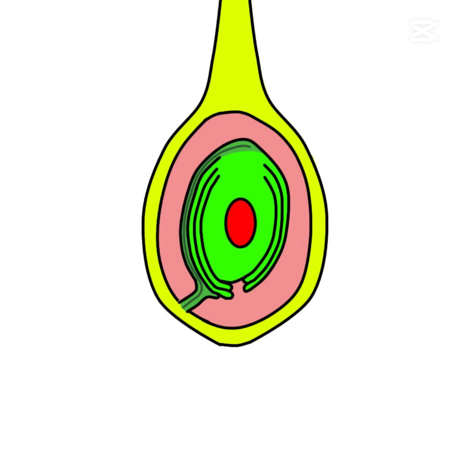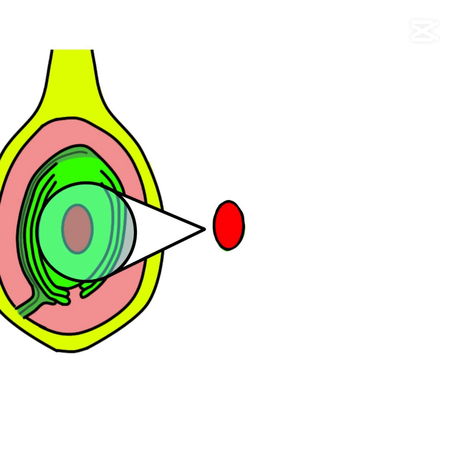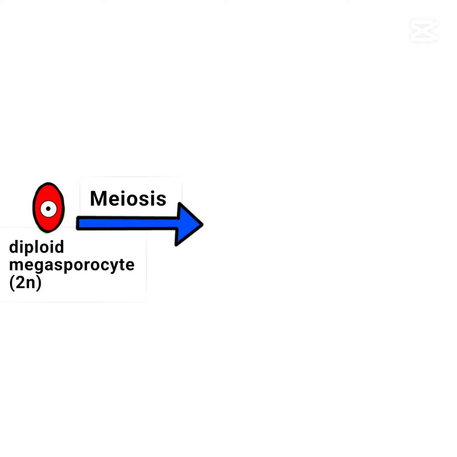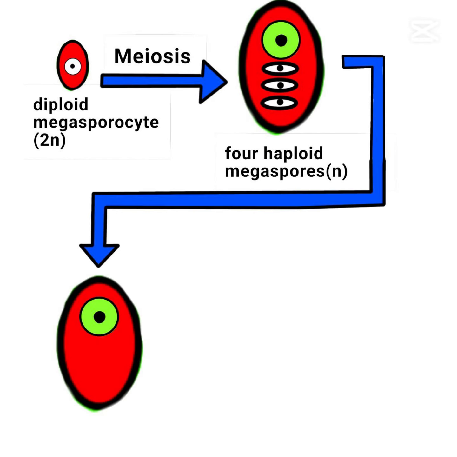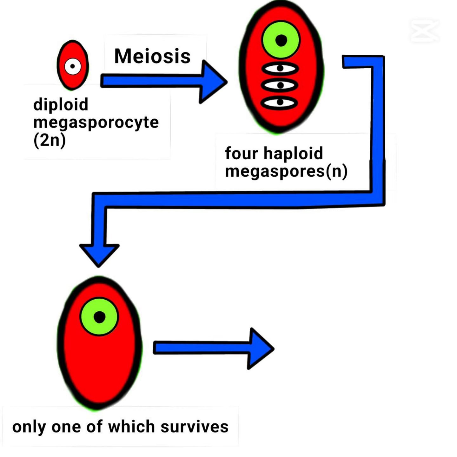Now, let us talk about ovule and embryo sac development in plants. The process begins in the ovule with a single diploid megasporocyte. This cell undergoes meiosis, dividing into 4 haploid megaspores. Of these, only one survives to continue its development, marking the first step toward the formation of the embryo sac.